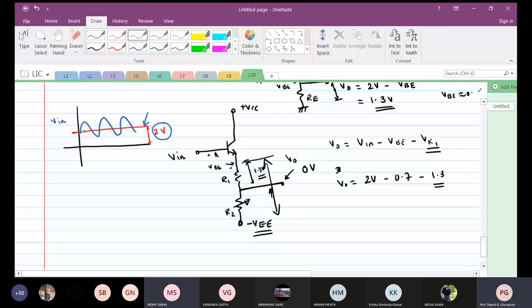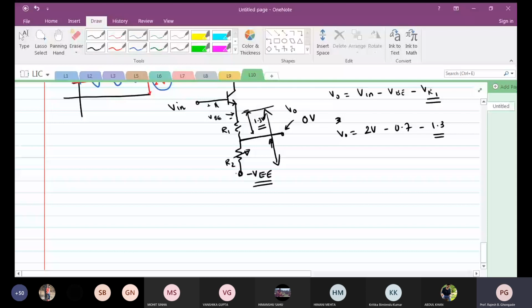Yes, sir. So this is the job of the level translator. Okay, I've already shown you with the simulation output also. And to still improve the performance, you can even replace this R2 with something else which we have already seen. And what is that?